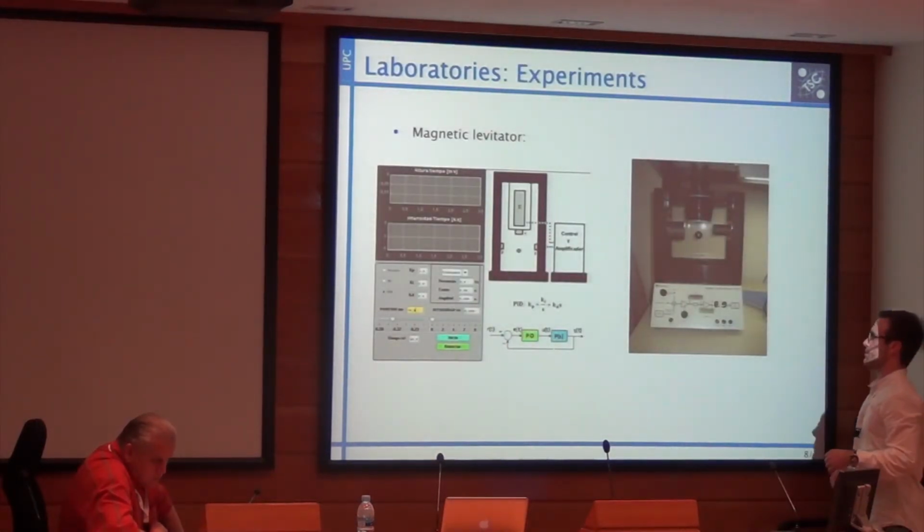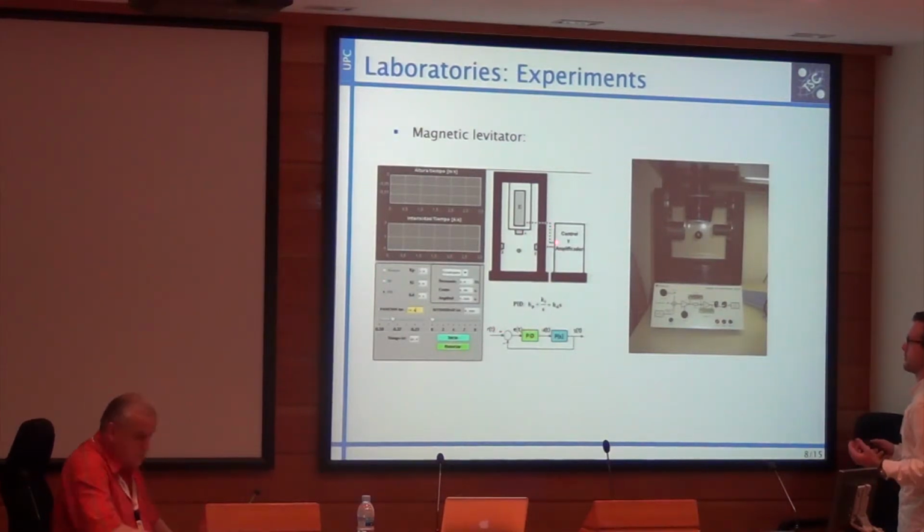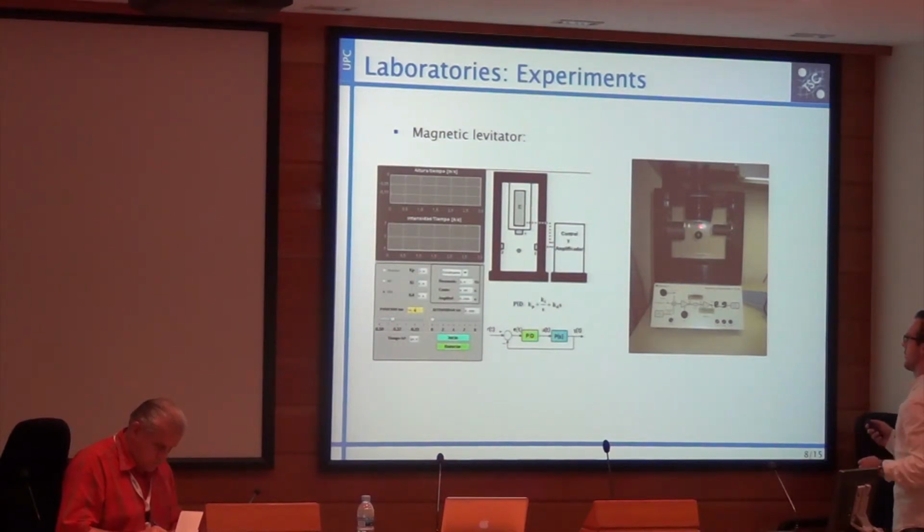This is one of the experiments that we have, the magnetic levitator. That's the user interface. We have graphs of the results of the simulation. We have the inputs of the experiment. We have the type of controller for the simulation. It can be a PID, and this is the graphical simulation of the experiment. And we can see the real one. We can see it's very faithful.